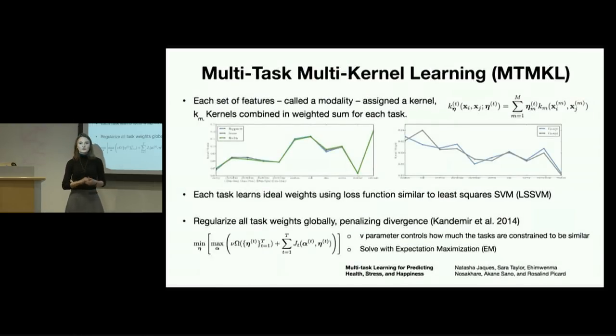The final model we looked at was a multitask, multi-kernel learning model. It's based on individual SVMs per person, least squares SVMs, but where the kernel function is broken down by the different data modalities that we have: location data, texting data, physiology data. Each of those data modalities gets its own kernel function, and you combine those kernels together in a weighted sum. What gets personalized is the weights each person places on the different modalities. Maybe for a certain person, the weather has a lot of importance, and for another person, that's not the case. So each person gets their own weights, and the weights are regularized globally so that they can't diverge too much from the weights of other people. That gives you some information about how other people's weights work to guide the search for your own weights. We solved this with expectation maximization. So these are the three models.